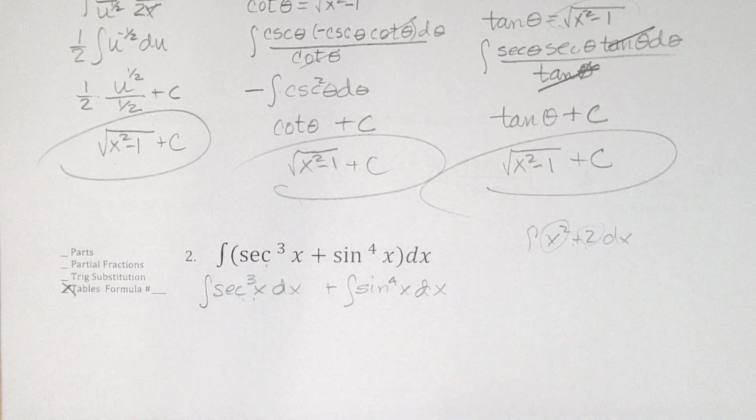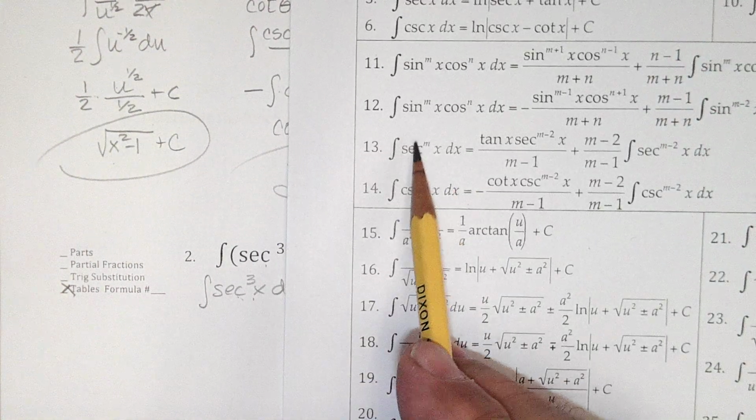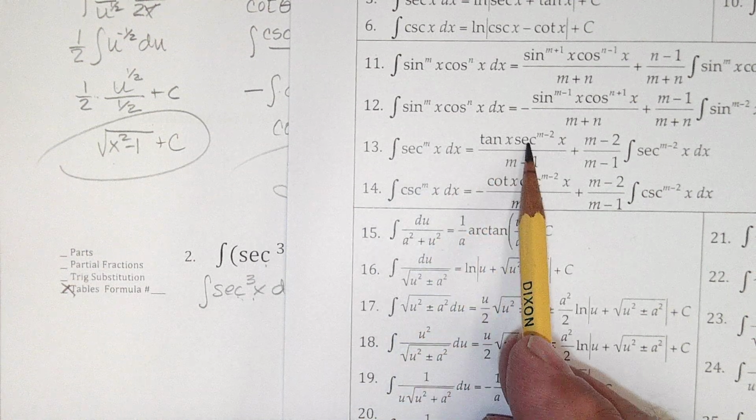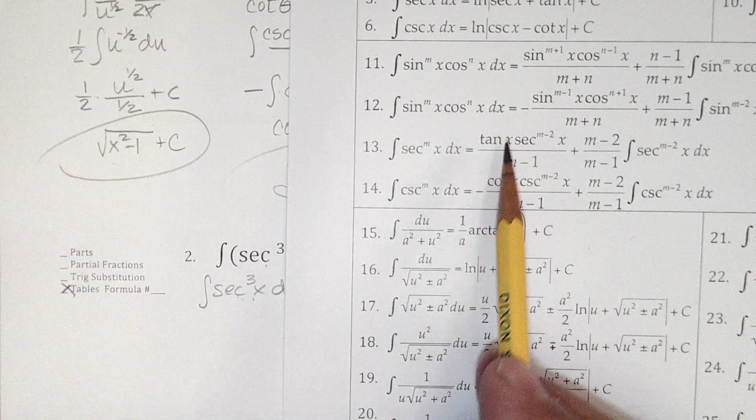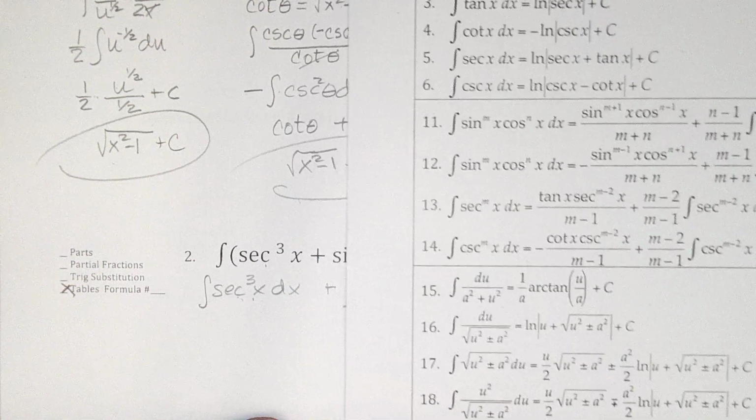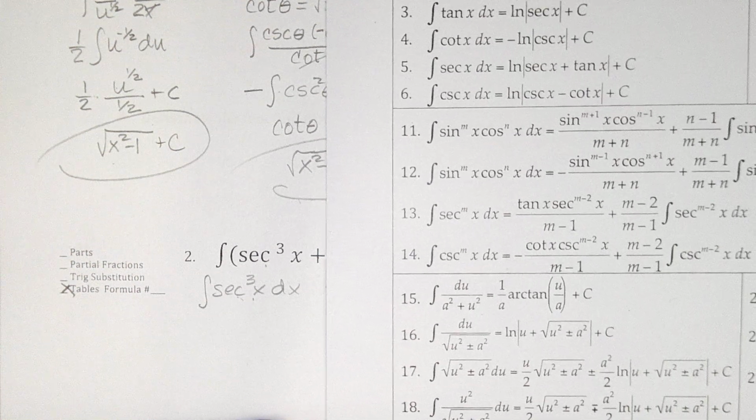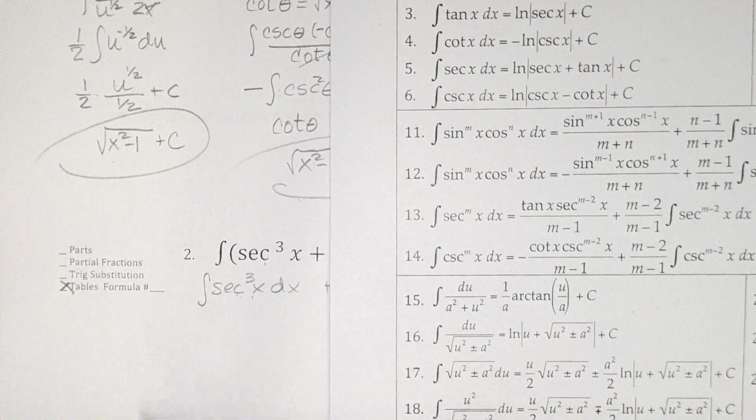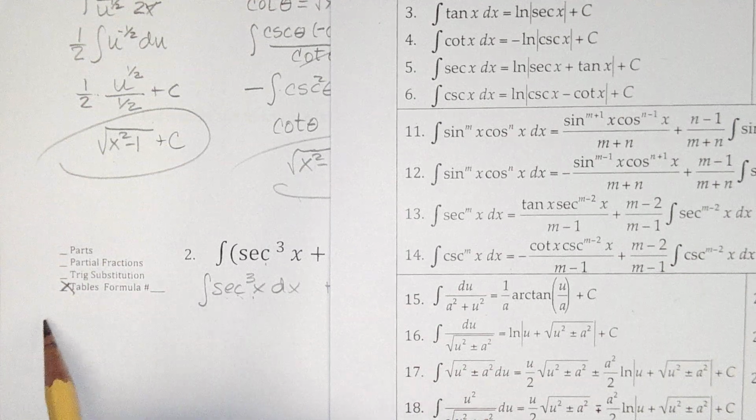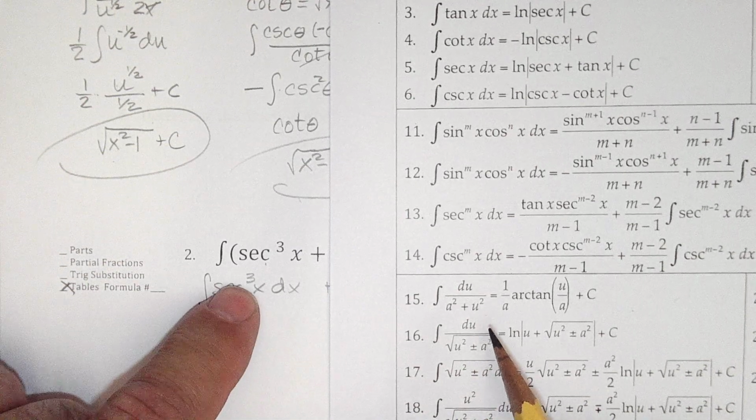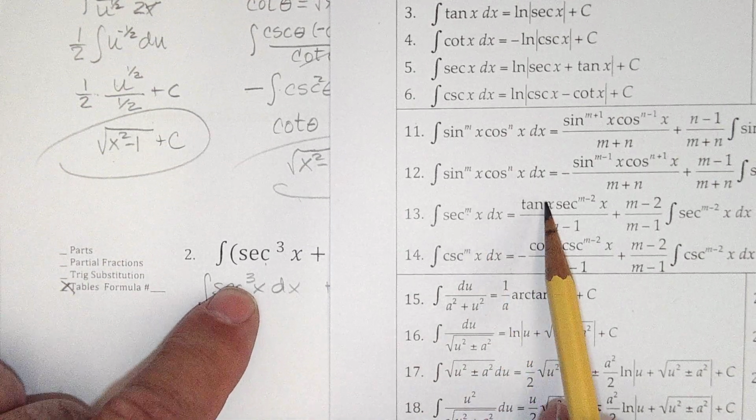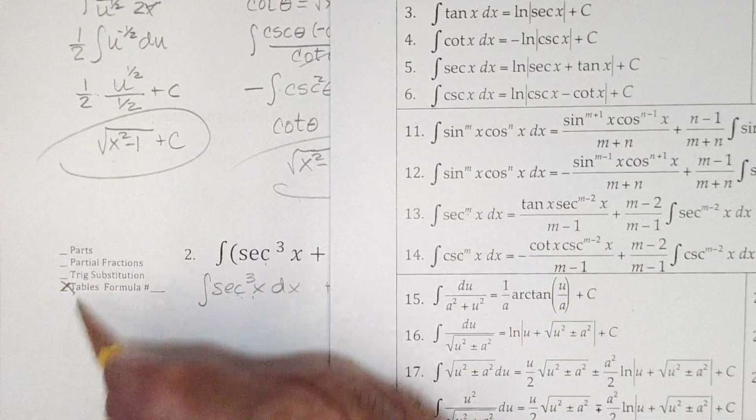So secant to the 3rd. Well, here's secant to some power turns into this. So let's see if I can get this in a place where I can do it. That'll work. So this first one becomes, let's see, m was 3, so that's tangent x.